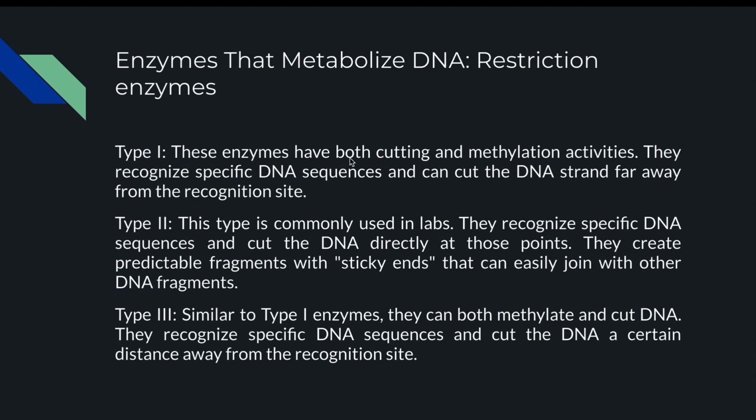Type 2 restriction enzyme is commonly used in laboratories. They recognize specific DNA sequences and cut the DNA directly at those points. They create predictable fragments with sticky ends that can easily join with other DNA fragments. Type 3, similar to type 1 enzymes, can both methylate and cut DNA. They recognize specific DNA sequences and cut the DNA a certain distance away from the recognition site.